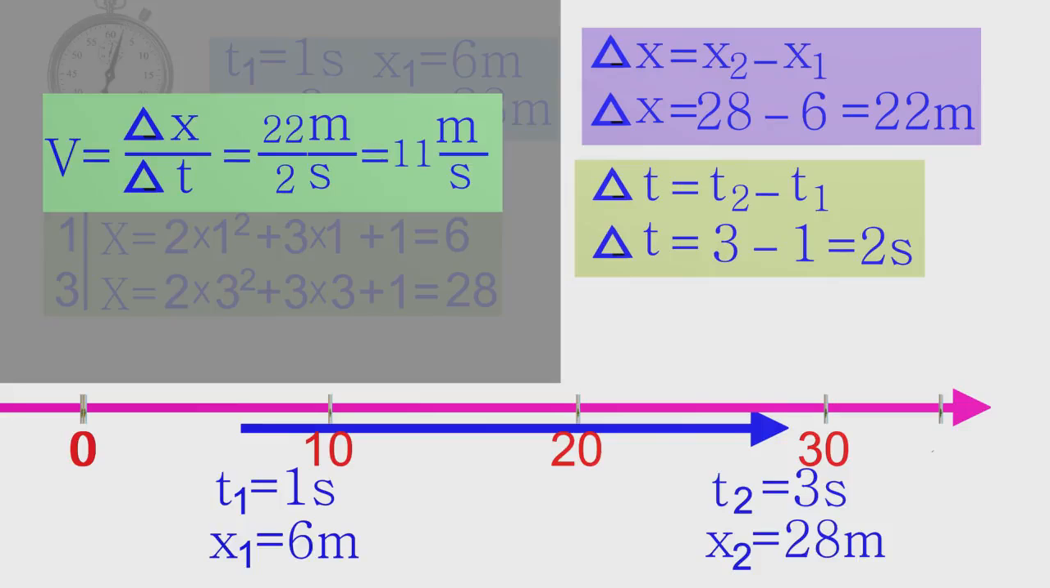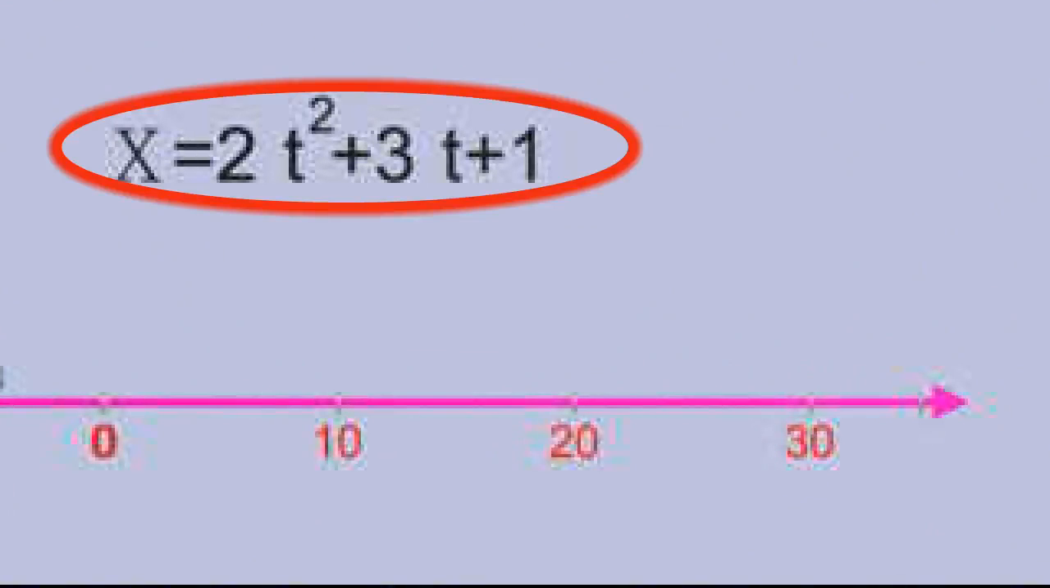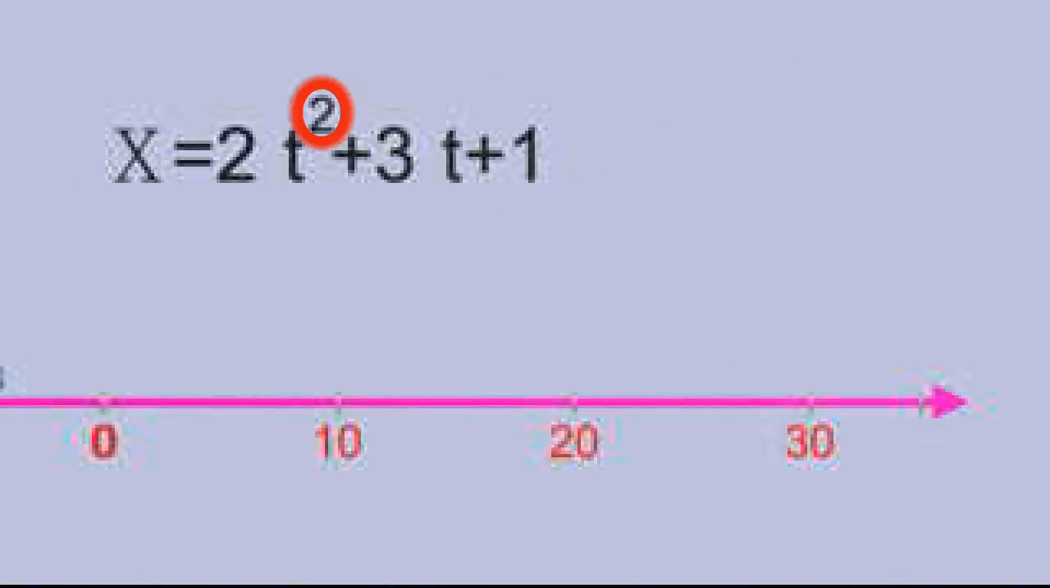Note that this value indicates the average displacement during this time period. The moving object is displaced 11 meters in any second. But you should note that the speed is not constant. Do you know how we detected the speed is not constant? The answer is in the equation of motion. We have already said that if the power of t in the equation of motion is other than 1, the velocity is not constant. A conceptual point is made here.